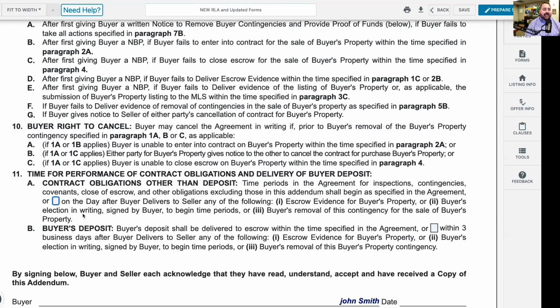Buyer's deposit, again, by default is the same as the time periods. It's defaulted to the time that's in the purchase agreement, which is 3 business days. Or if you check the box, it would be 3 business days after buyer delivers to seller the escrow evidence and the contingency of selling the buyer's property. I don't think that anybody's going to go for that. Again, we're talking about strength of offer, so don't try to slip it by.